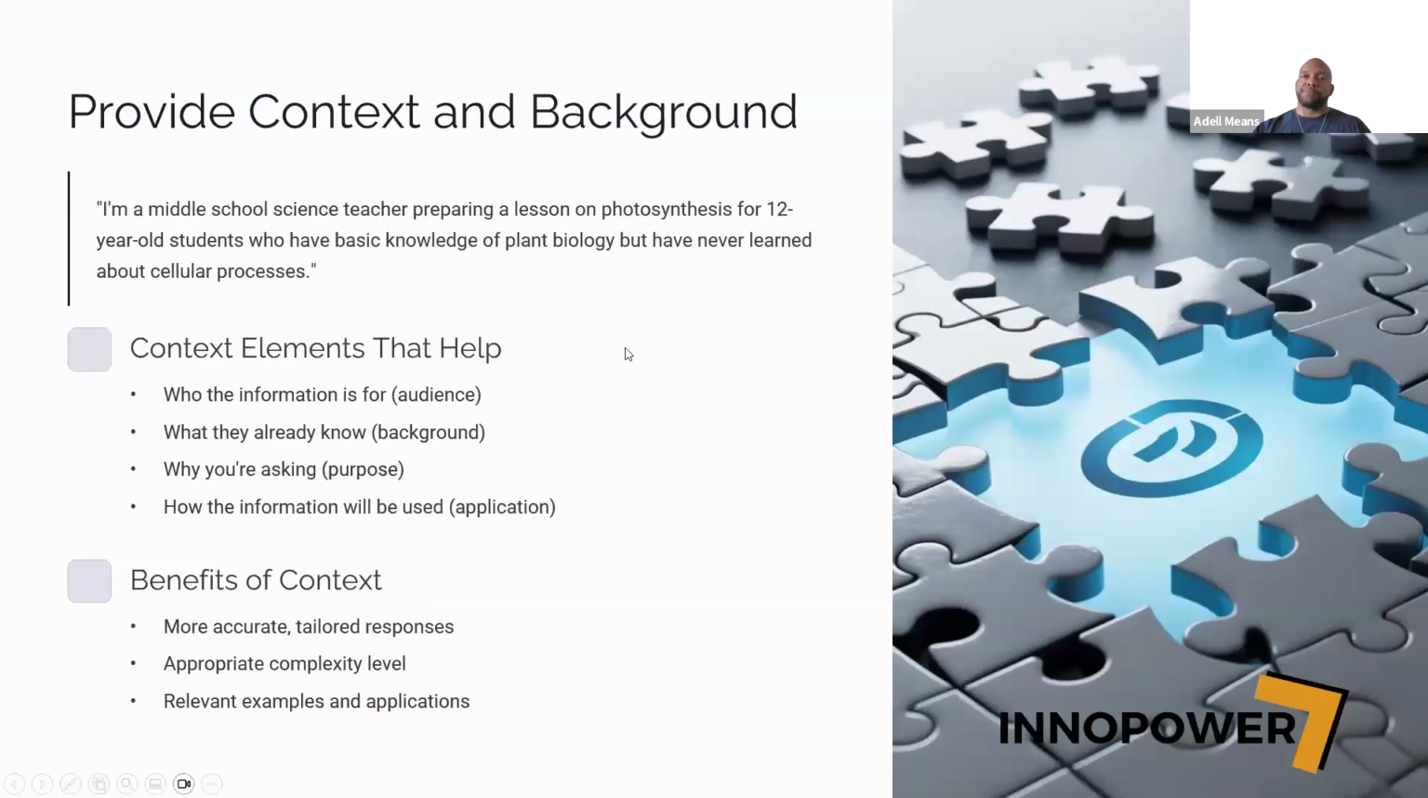Provide context and background. Who is the information for? So who's the audience? Some of the examples that we just went through in the breakout, I saw many of you worked with manipulating the context. Why you're asking, obviously purpose, how the information will be used, the application. Benefits of context: more accurate, appropriate complexity level, relevant examples.